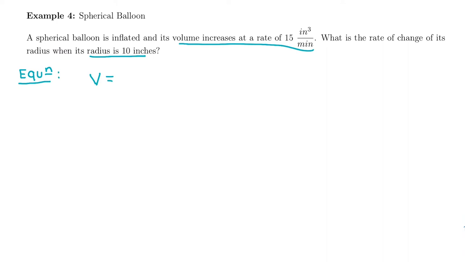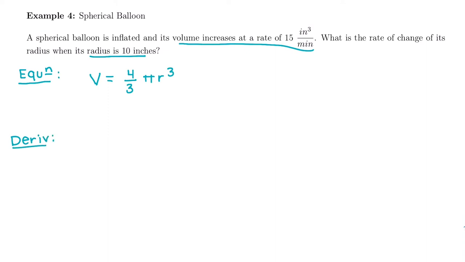but with a radius, the volume relating a radius for a spherical balloon is 4/3 pi r cubed. Volume is 4/3 pi r cubed. And now we're going to end up taking the derivative of that with respect to time.